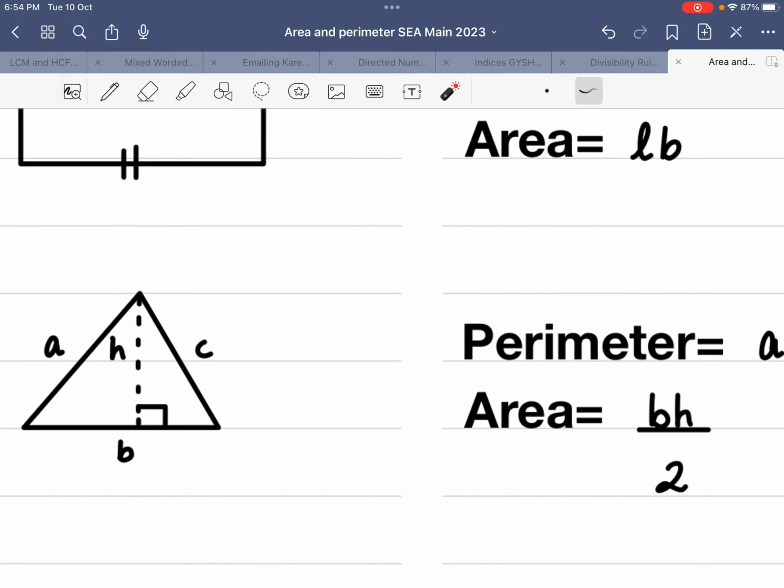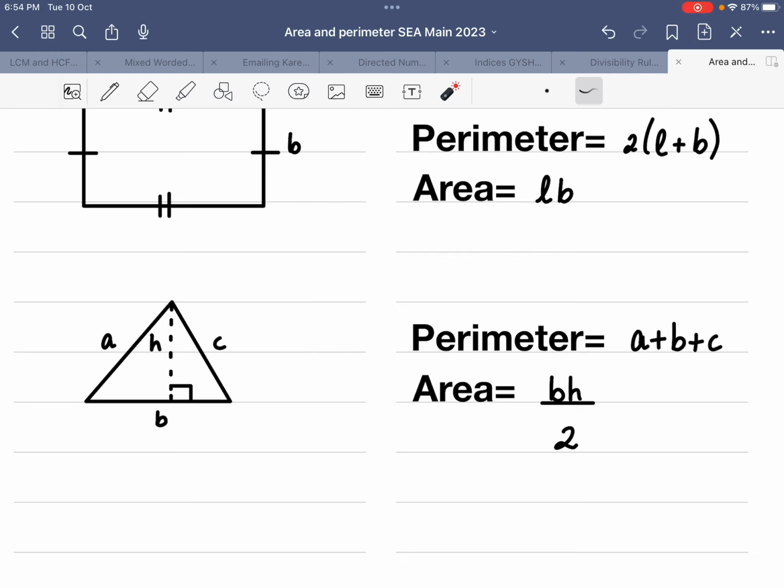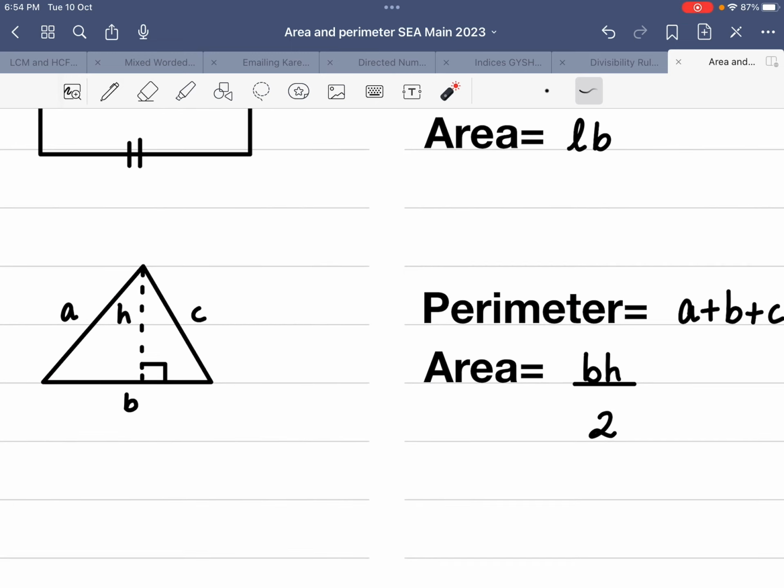And for the triangle, the perimeter is the sum of all its sides, and the area is half, divided by 2 means half, of the base times the perpendicular height.